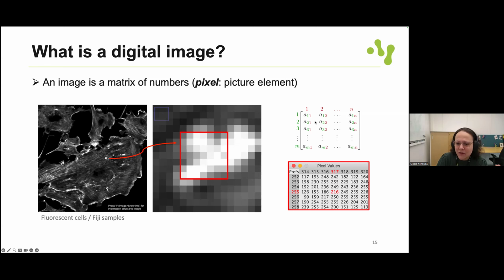So in Fiji, for instance, if you're familiar with Fiji, there's this tool called Pixel Inspector. So if you click on a specific region of the image, you will get a matrix of values. So you have a certain number of rows, a certain number of columns, and a range of numbers here. But how are these pixel values defined, right?